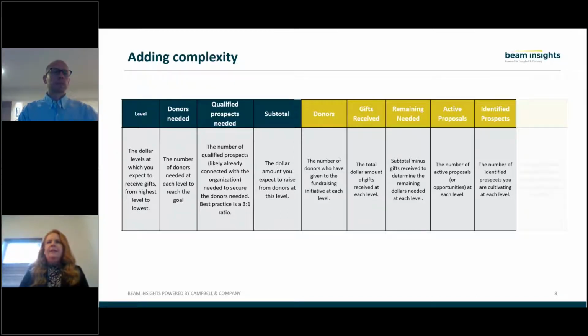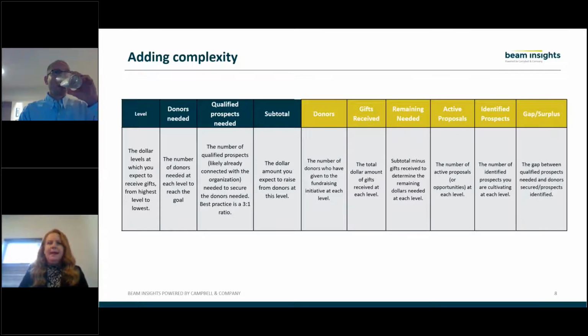And then additional calculations are made so that you can see the gap between the qualified prospects needed, taking into account the donors that have already come in and where you have your pipeline. So within active proposals and identified prospects. So this gives you a good snapshot of, okay, where do we need to work in the gift table? And a lot of times we'll find with our clients that the mid-level is really where some of the challenges can be. So you have a lot of gifts that you need, for example, at the $50,000 or $100,000 level, and you just haven't identified those prospects yet because you're still in the leadership gift phase or still in planning. And so you want to think about what that middle of the gift table looks like.